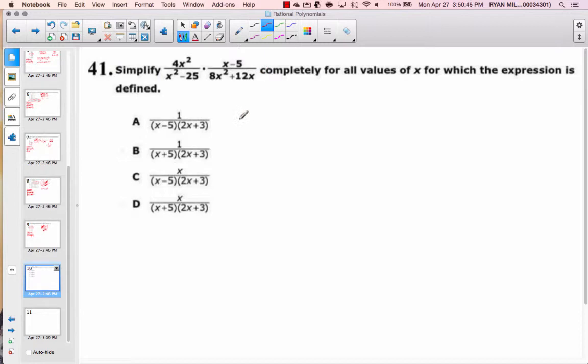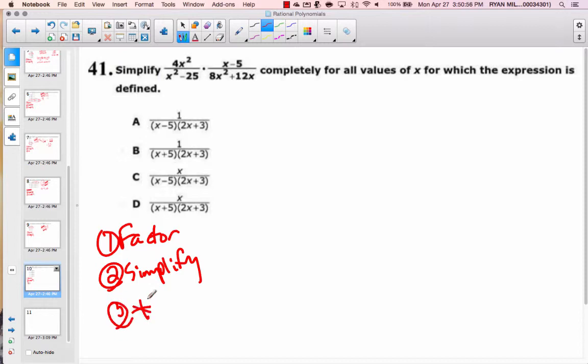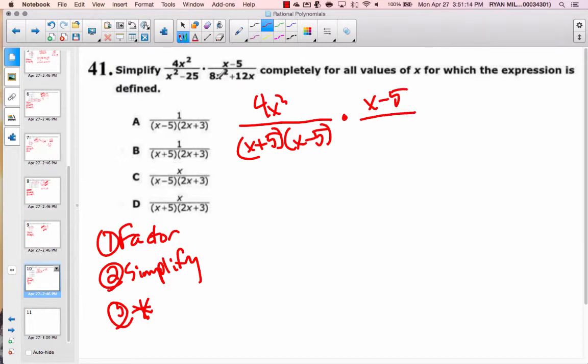Simplify this nice pretty thing. Okay, so I'm going to factor. Since I'm multiplying, I'm then going to simplify. And then last but not least, I'm going to multiply. Okay, 4x squared won't break down, so I'll leave it alone. This is difference of squares, so I get x plus 5, x minus 5, times, this is going to get me x minus 5 because that doesn't factor. This is reverse distribution. It looks like I could pull out a 4x times 2x plus 3. Okay, so I factored.